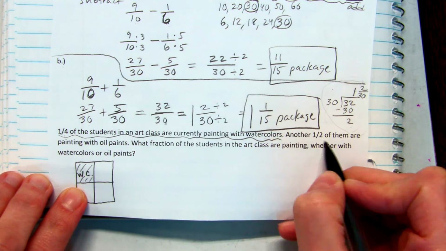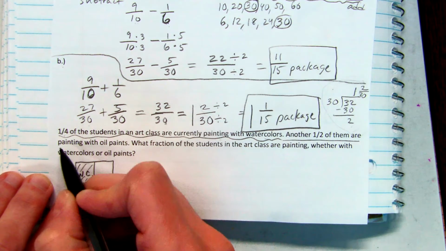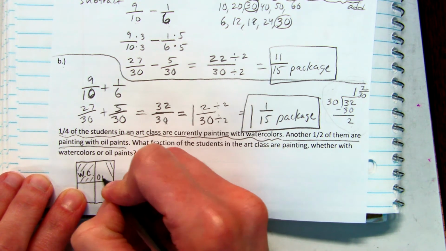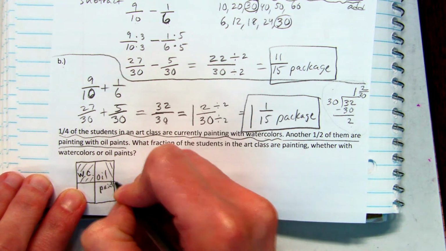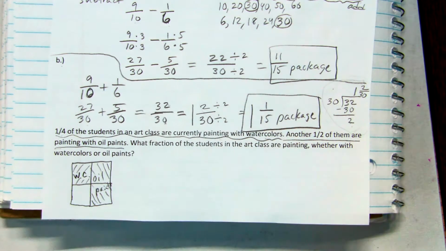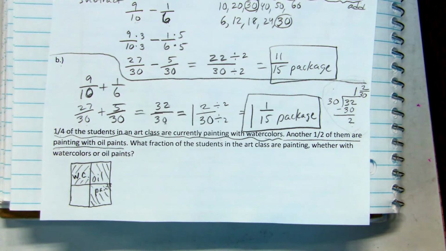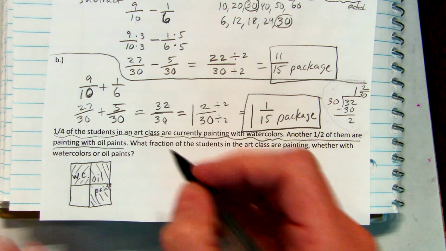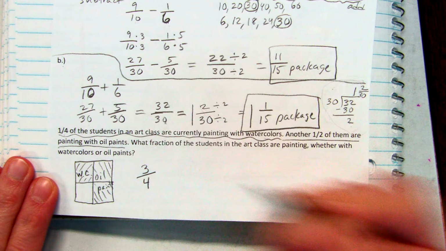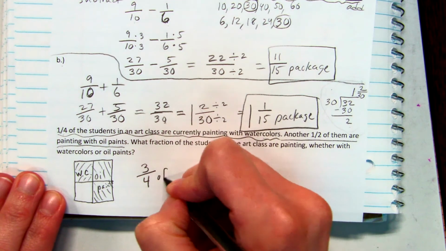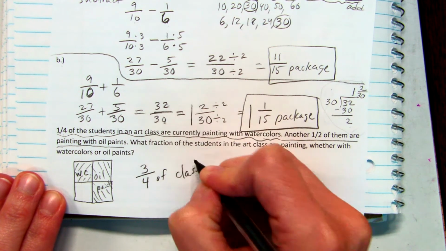And then another 1/2 of them are painting with oil paints. So I could do a half over here, and I could put oil paints over here and think about shading that in. With my picture, I just solved that without actually doing any actual math. Yeah. What is that fraction? 3/4. Oh, peasy teasy. So 3/4 of the class are painting. So this is 3/4 of the class.